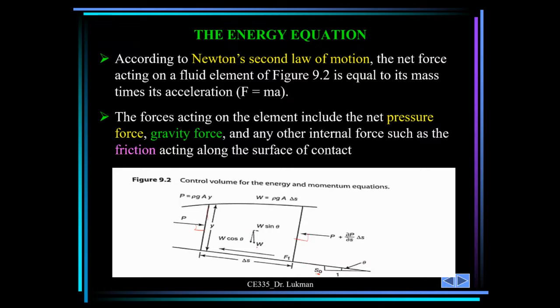So that will make the weight component: the weight is acting vertically downward, but because it is tilted, it will have components in the direction of flow and perpendicular to it, with respect to angle theta. This small angle is theta. So when you resolve W along this plane, you have W cos theta, and on the horizontal plane, you have W sin theta.